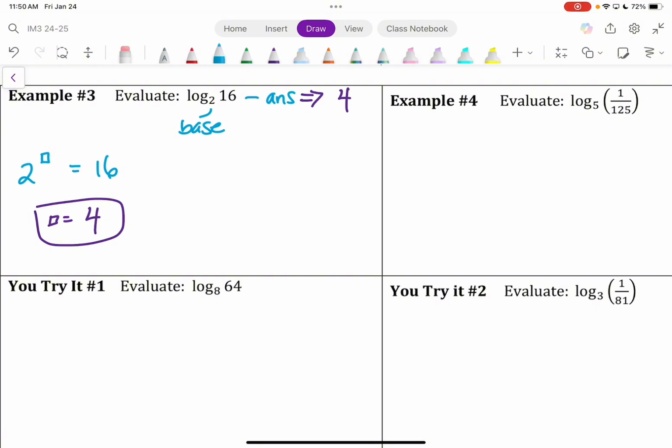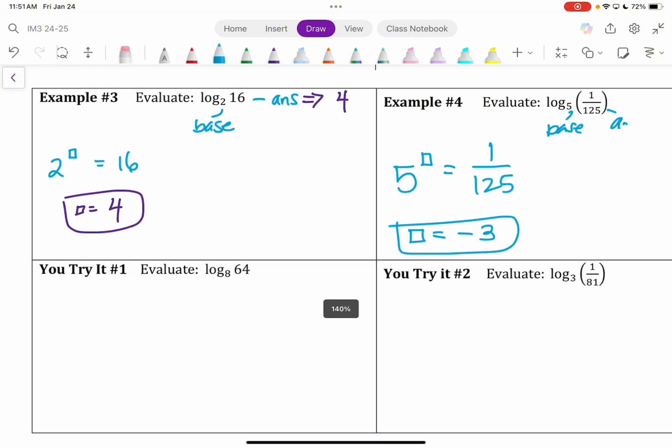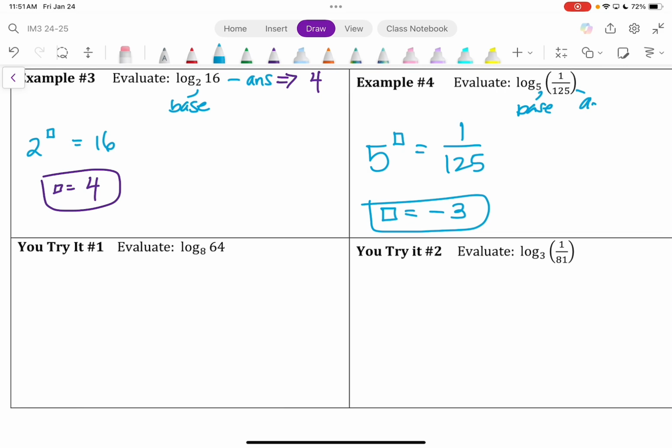In the next example, 5 is the base, and 1 over 125 is the answer. So we're saying 5 to the power of something is equal to 1 over 125. What must that something be? What must my exponent be? I'm going from 5 to 1 over 125. So the answer must be negative 3. Good. All right, you guys go ahead and try the next two on your own. I'll give you 2 minutes, and then we'll take our break.